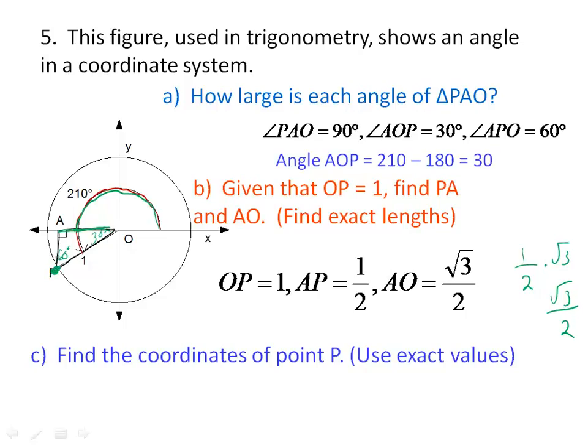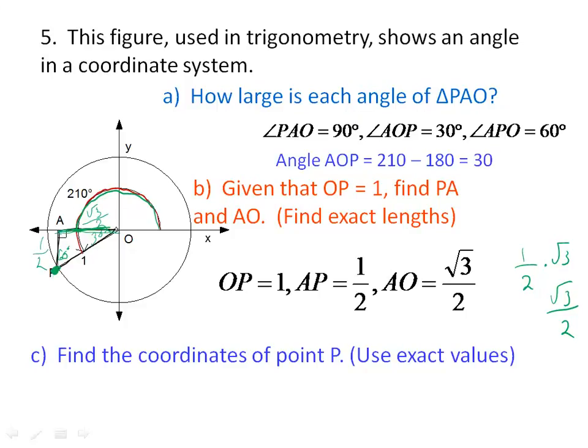So now we have to look at this as a graph. When you graph something, you know that the way you determine the coordinates of a point is to see how far it goes over on the x-axis and then how far on the y-axis. And so that's very simple to do. We know that this distance, AO, is the square root of 3 over 2, and this distance is 1/2.